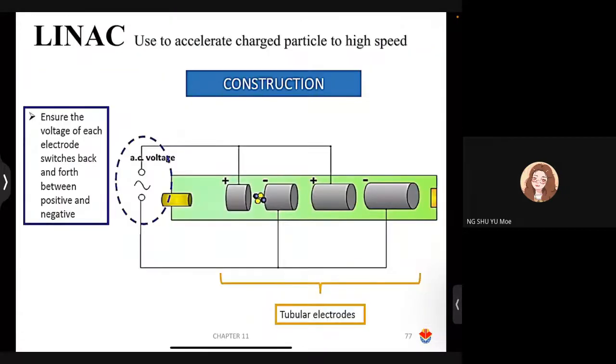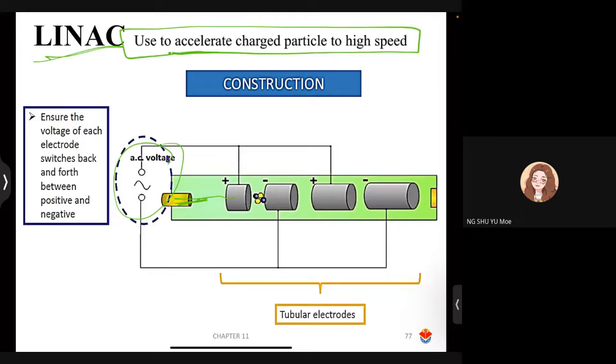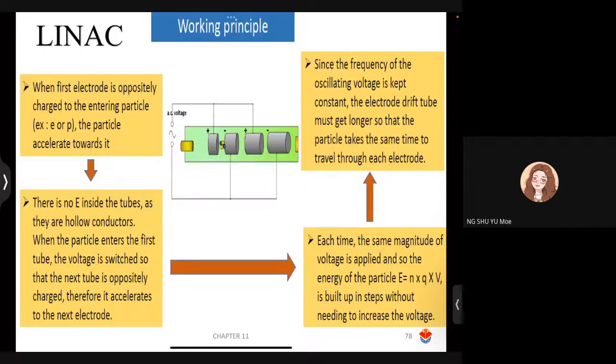Okay, ini contoh Linac. Okay, so apa yang berlaku, akan ada high voltage yang tembaklah elektron. So elektron ni akan masuklah, dia Linac ni adalah untuk accelerate charge particle with high speed. So dia akan tembaklah dengan high speed. So dia ada positif, negatif, positif, negatif. Okay, pertama sekali electron is opposite charge enter the particle accelerate.